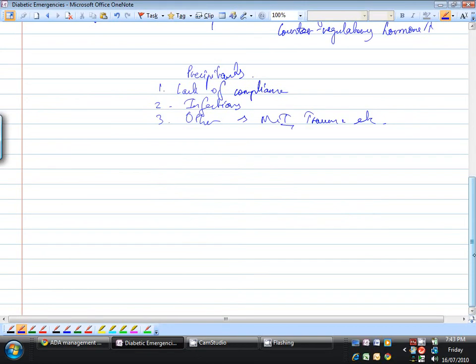So the mechanism of DKA and HHS. There are four key aspects to this. You have an increase in gluconeogenesis, and this is both hepatic and renal gluconeogenesis. You have an increase in glycogenolysis. You have decreased peripheral tissue uptake. So decreased uptake of glucose by peripheral tissues is often a contributing factor as well. And in addition to the decreased peripheral tissue uptake, you also have increased lipolysis.